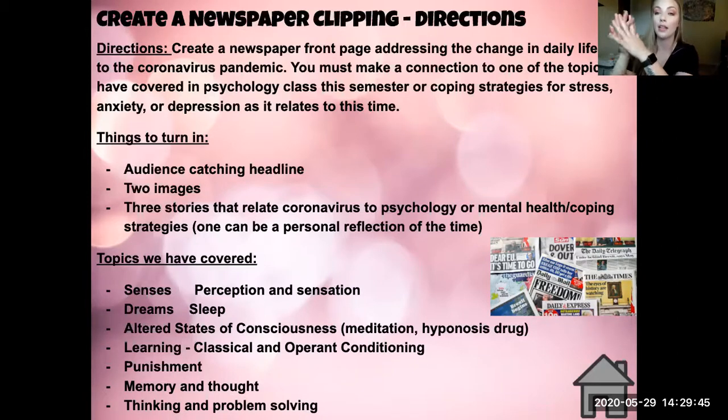So I would say maybe have one on what to do if you can't fall asleep at night because you're stressed, and then maybe another one on how to keep a routine as it helps eliminate anxiety, or you just include anything. Psychology really lends itself to anything that you want.